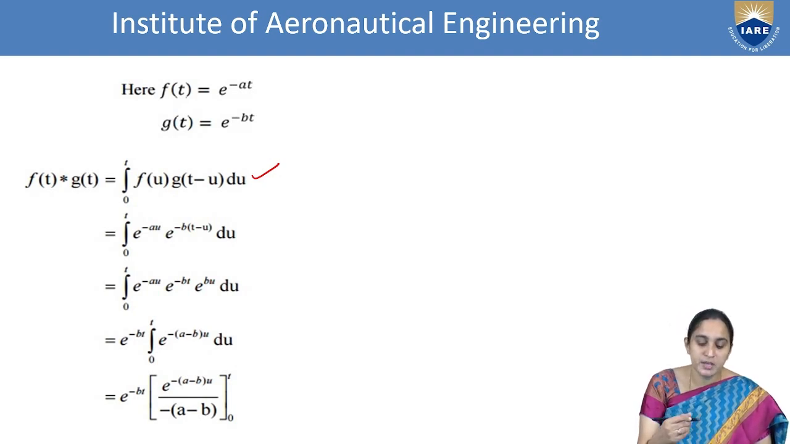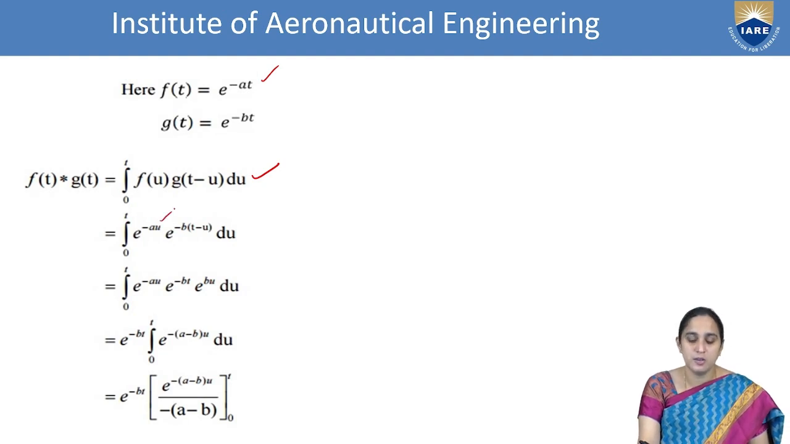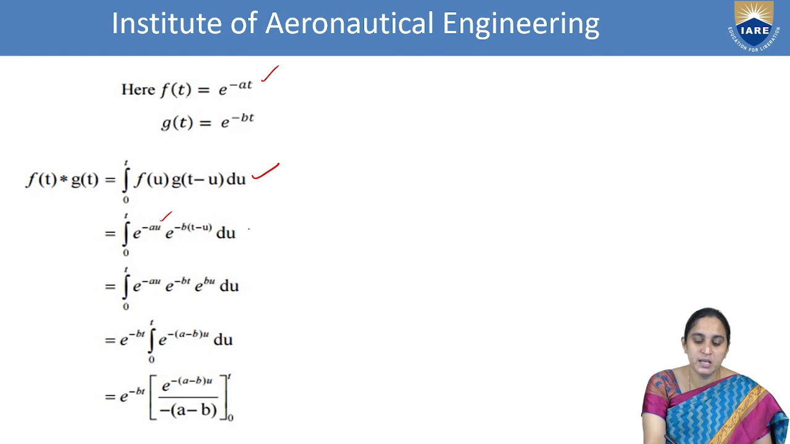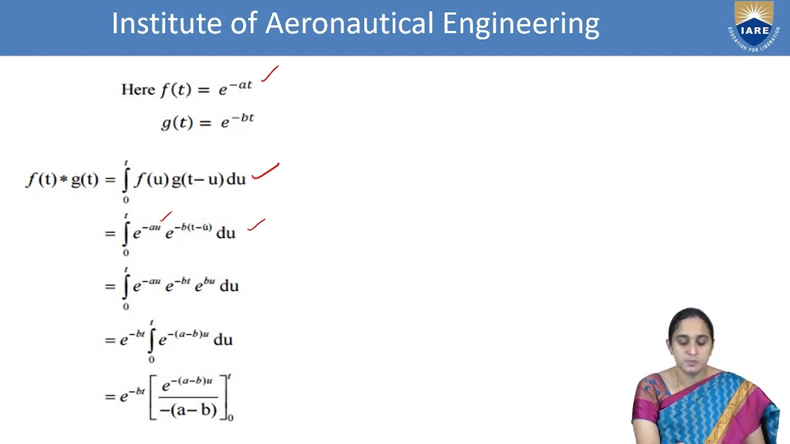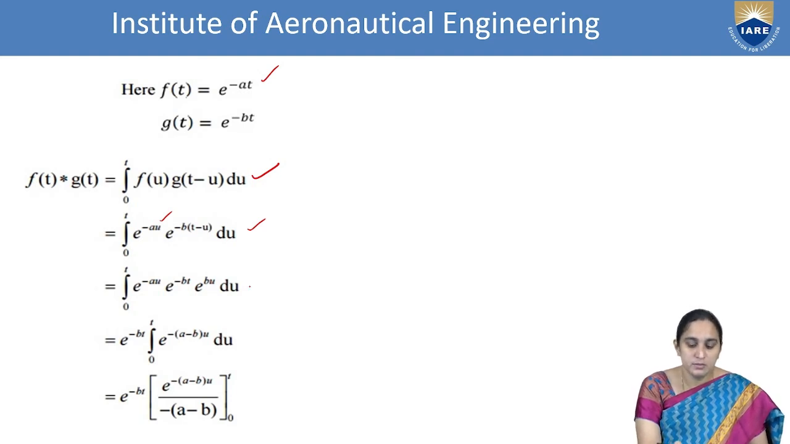Here, what is f of u from the above step? It is f of t only, with u substituted in place of t. That means e power minus au. Then g of t minus u: in place of t, I am substituting t minus u, so e power minus b into (t minus u), into du. Then the integral from 0 to t of e power minus au times e power minus bt times e power bu du.